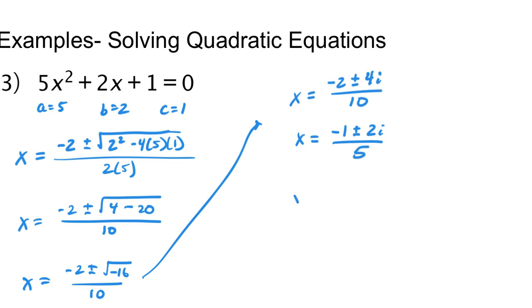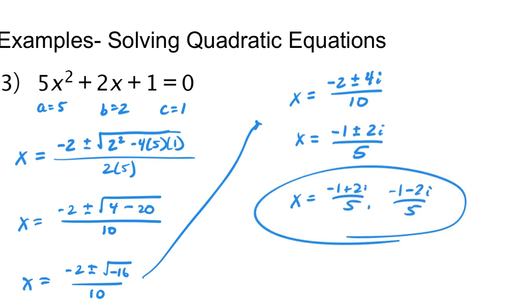Again, that's my two answers, negative 1 plus 2i over 5 and negative 1 minus 2i over 5 for the final solution to this quadratic equation.